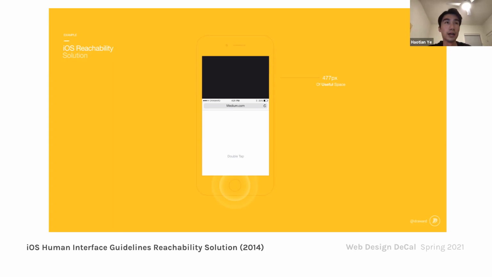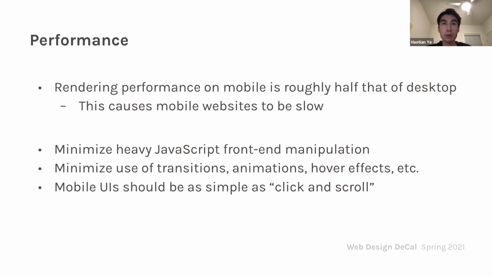So yeah. And then lastly, performance. Again, performance on phones is roughly half that of a desktop now, which means that websites are going to load a little slower or much slower than on computers. So what this means is that we have to minimize a lot of JavaScript and front end manipulation. You probably don't know what this means, but once we get into the JavaScript section, you'll understand why JavaScript might be a little too hefty for these kinds of devices versus a computer.